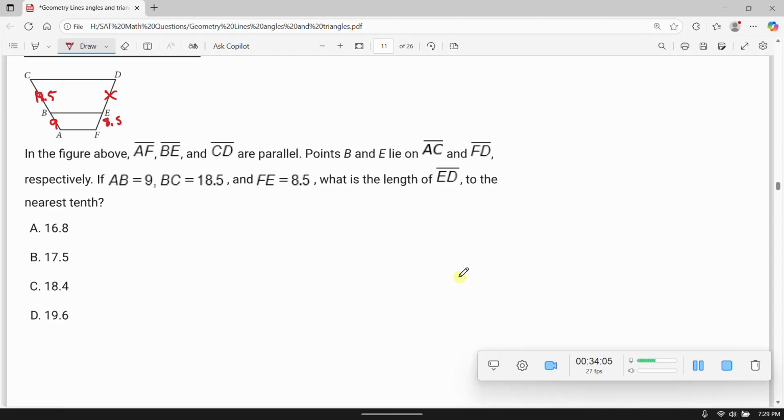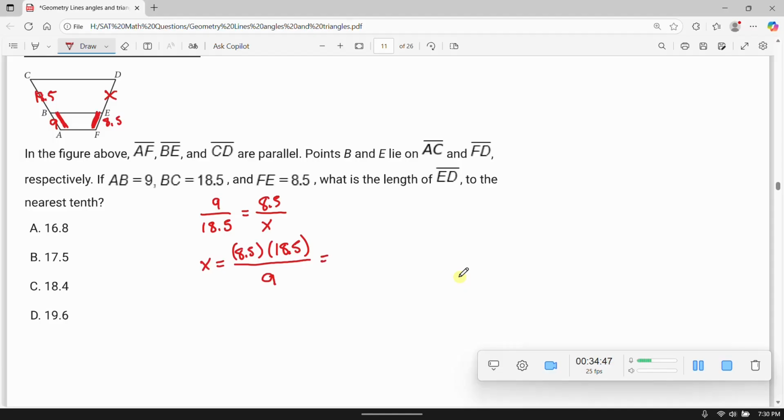So we're going to set up proportion equations, so the left hand equal to the right hand. So we can do 9 over 18.5. Make sure you pair them up. So 9 is a little length, and it has to be paired up with 8.5, that little one, over x. And now we're going to cross multiply and divide. So in one quick step, it's going to be 8.5 multiplied by 18.5. Then you divide by 9.